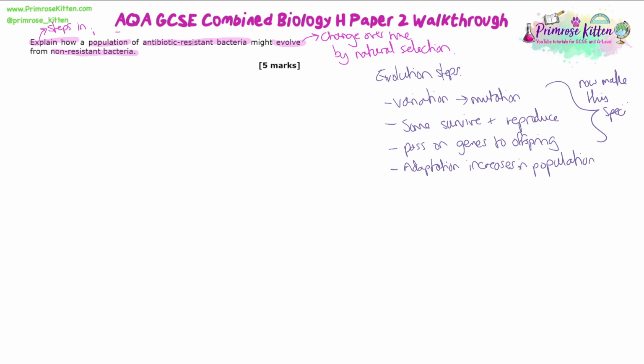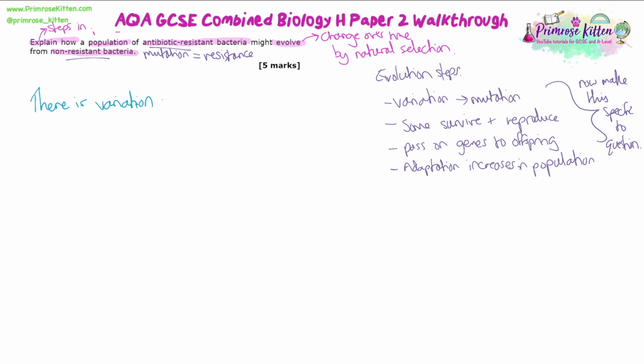So we need to talk about bacteria, we're talking about resistance. So in this case, the variation that's caused by mutation is that some of these bacteria are going to be resistant and some won't be. So the mutation is going to give some bacteria the ability to be resistant to antibiotics. They are going to survive and reproduce. They are going to pass on those resistance genes to their offspring. So more and more bacteria that have the resistance genes are created, compared to the ones that don't, because they will die out when they get treated with the antibiotic.